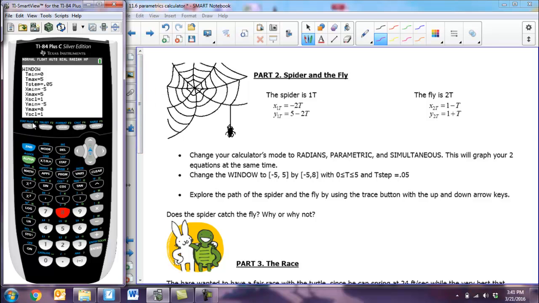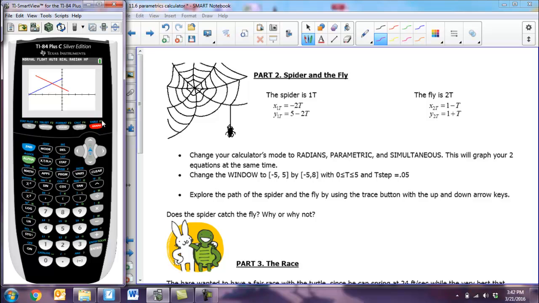And so my first equation was the spider, so my blue is my spider, and of course I haven't actually typed it in yet. I changed my window. I got real excited about that, and I didn't even type my equations in. But my spider is going to be the blue graph, and my fly is going to be the red graph. So let's go ahead and watch it.